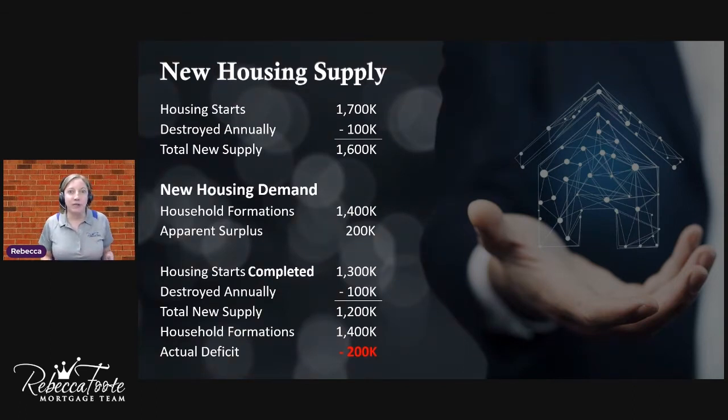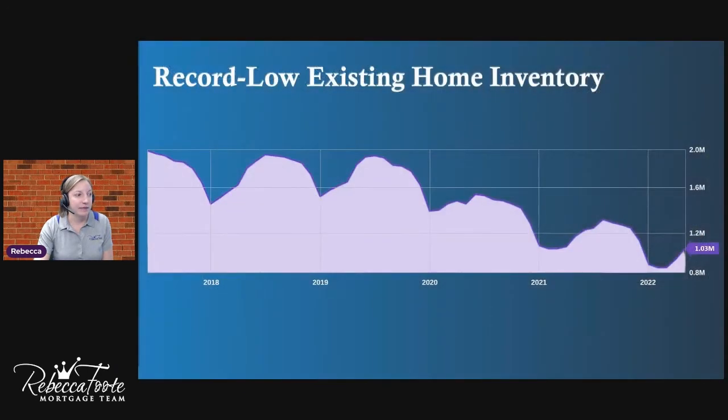And even if this was to reverse and you would have a 200,000 surplus instead of a 200,000 deficit, it would take us years to get out of this because we are so far in the hole right now that it's just going to take us time to grow out of it. Now, the next thing we care about is inventory.